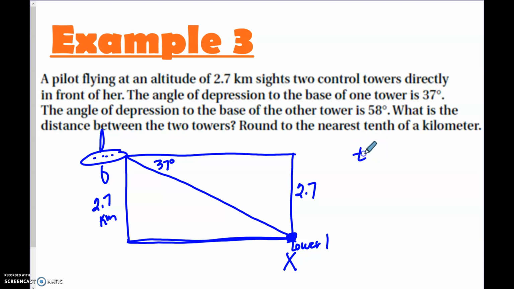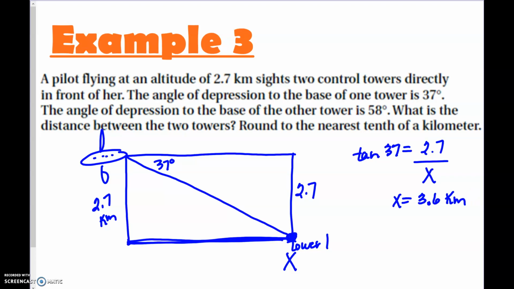So if I set up the tangent of 37 is opposite 2.7 over X, this total distance here. All right, so 2.7 divided by the tangent of 37, and I'm getting 3.6. So X is going to be 3.6 kilometers.